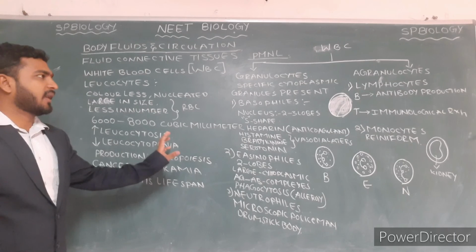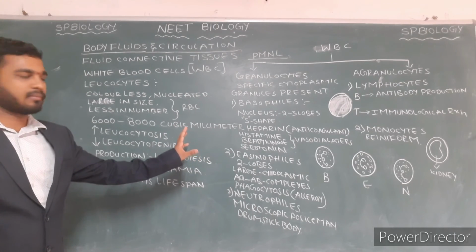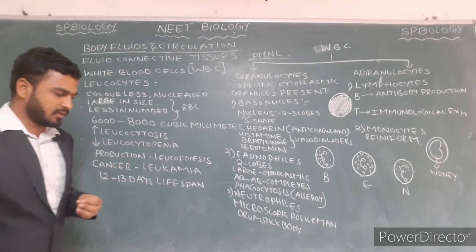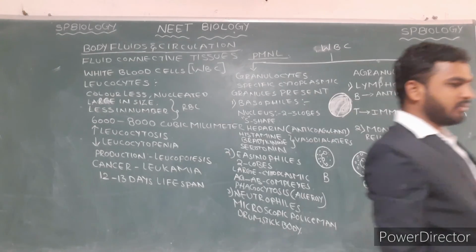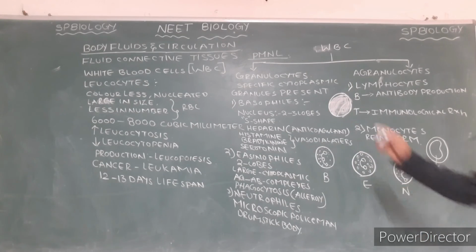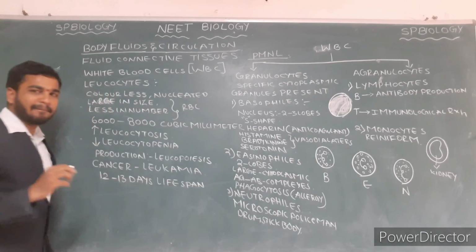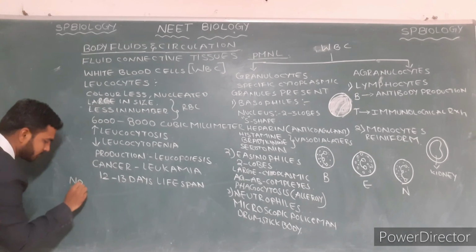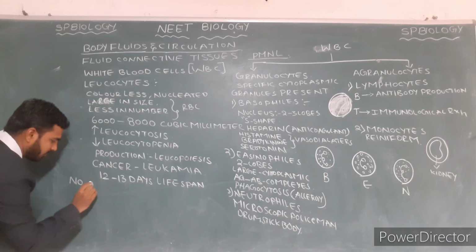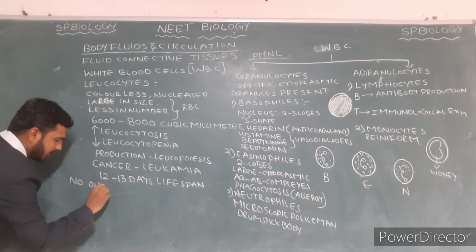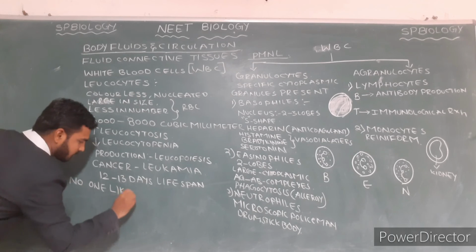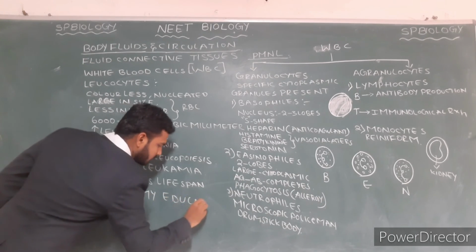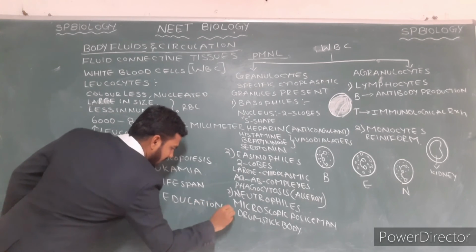Mainly they will ask in this WBC topic: write the descending order of white blood cells. Then you need to remember one mnemonic, one trick. What is that? No one likes my educational background.